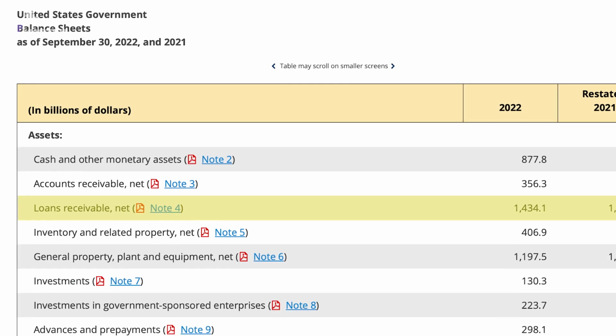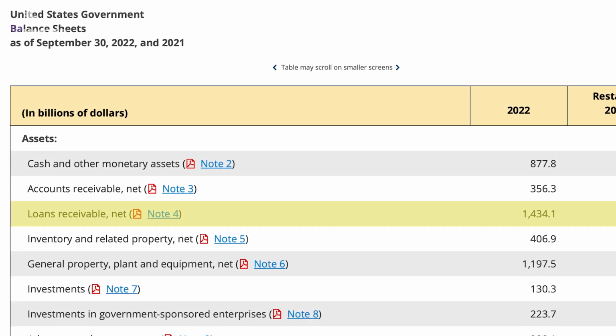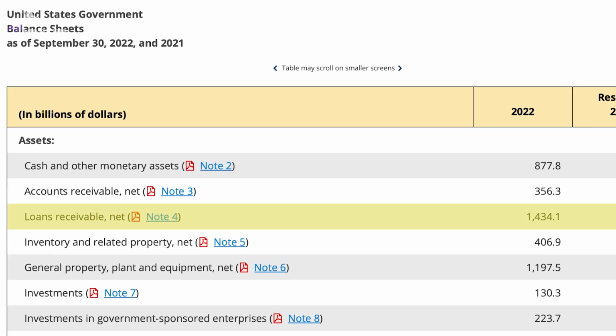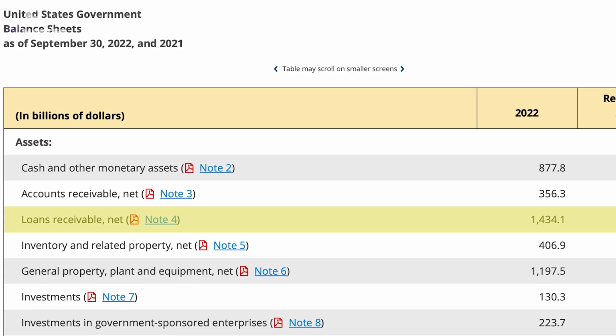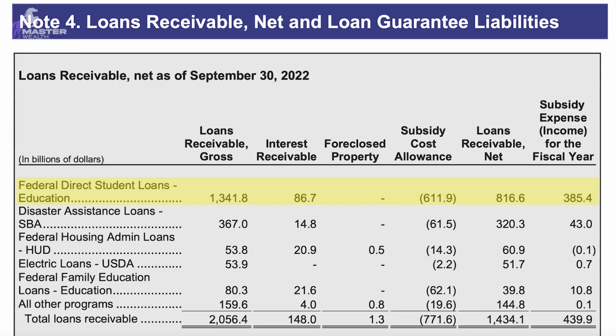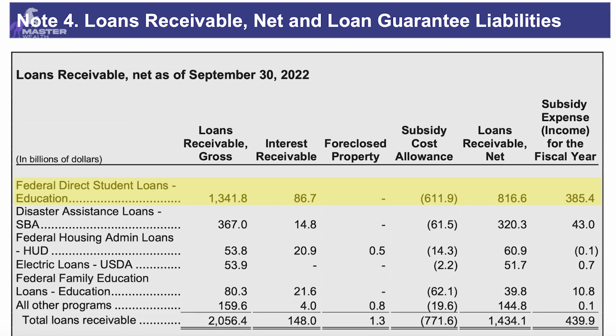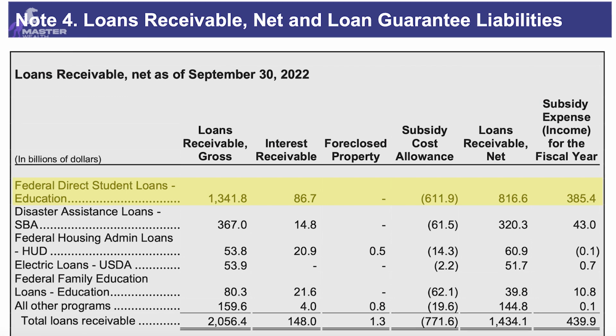Consider this chart from the U.S. Treasury Department, revealing the government's assets and liabilities. Surprisingly, the largest assets are loans given out. Yes, you heard that right. The government's prime asset, federal student loans, outweighs all other loans combined.